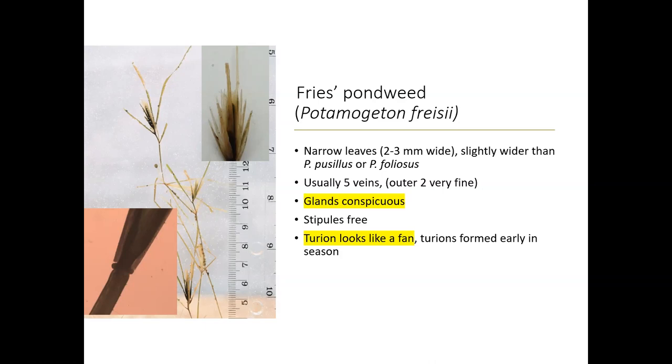And one other thing about the turion is that fries is the only pondweed that has a turion in two planes. So those whitish leaves that Susan and Michelle mentioned are basically in the plane of your computer screen right now. And the outer leaves that are longer are going into and out of your monitor. So they're 90 degrees from each other. There are long ones facing one direction and shorter leaves going 90 degrees from that.